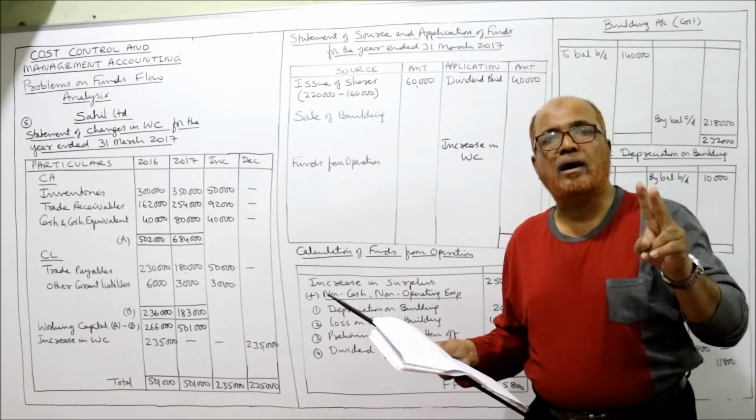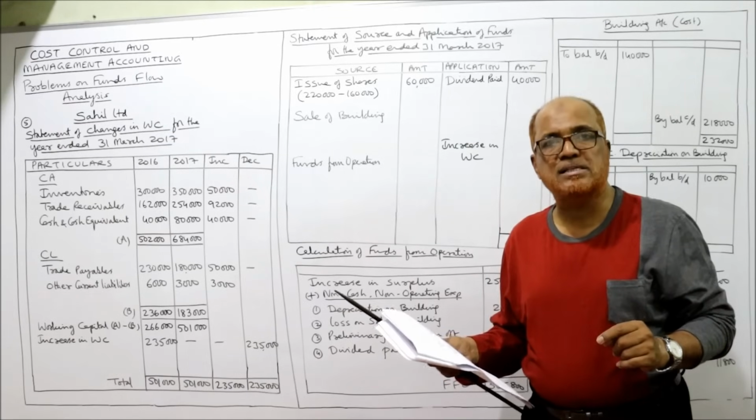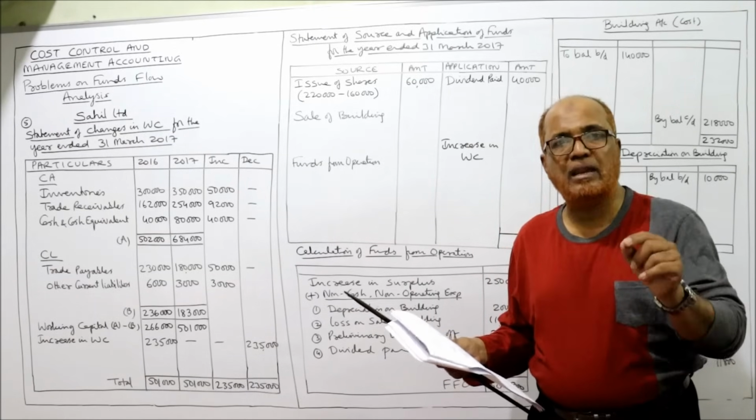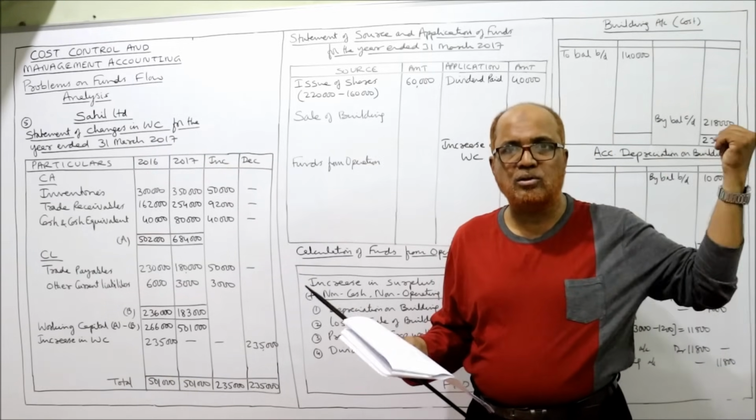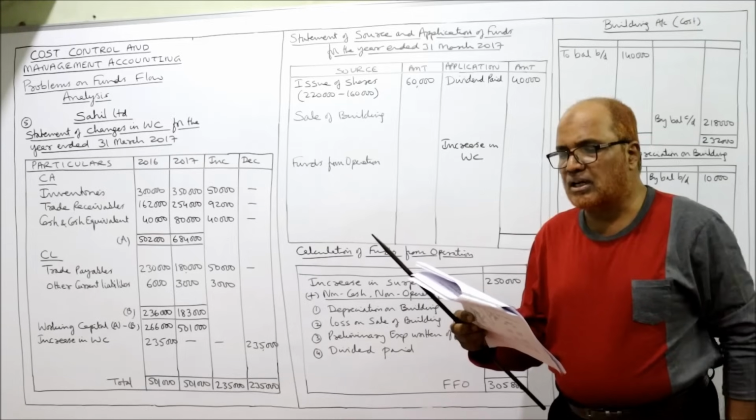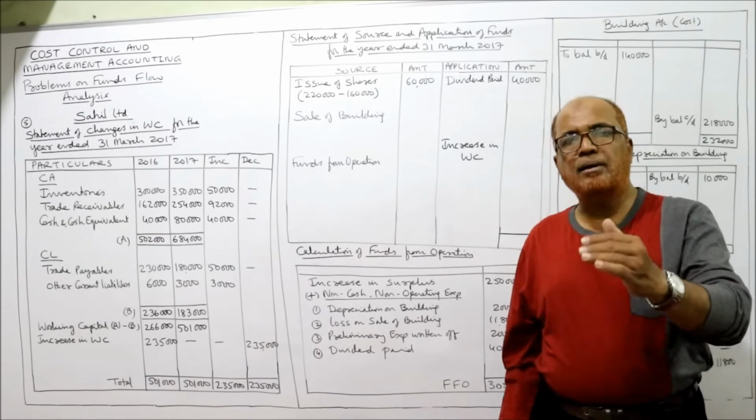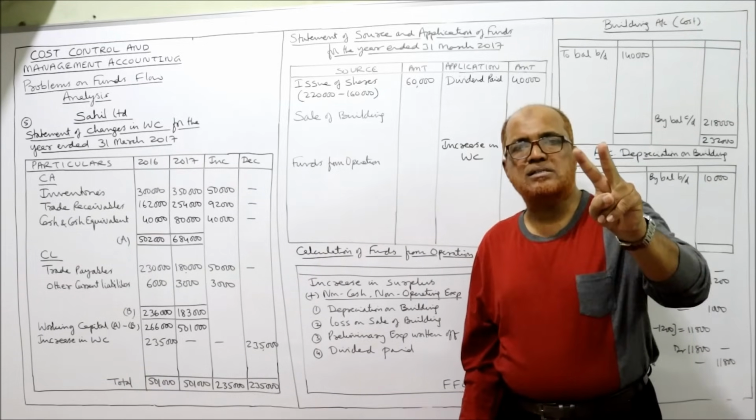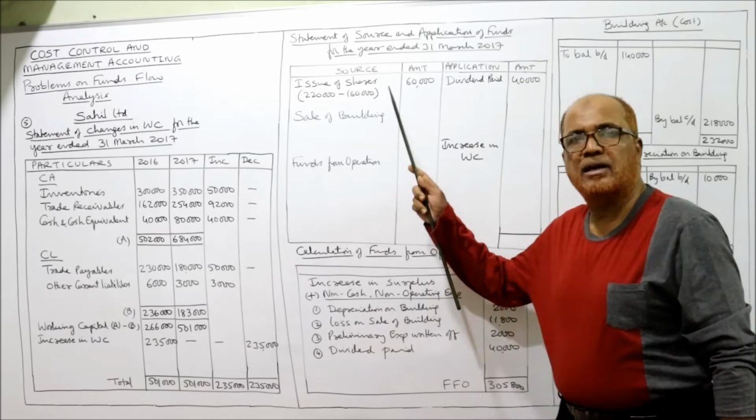We have to open two accounts. One building account, another accumulated depreciation account. So whenever an asset is sold, better to make two accounts, asset account and accumulated depreciation. Last one is a dividend of 40,000 has been paid during the year. This dividend paid will appear twice. First of all, dividend paid should be taken as an application.